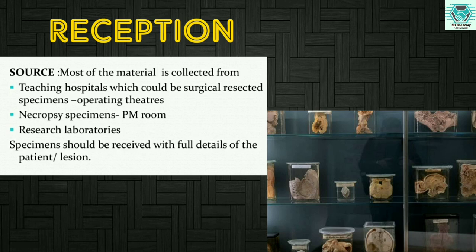Any specimen received in the museum should be recorded in a reception book. This number, which is given in the reception book, will stay with the specimen even after it is catalogued in its respective place. The reception book should contain all necessary information about the specimen, like clinical, gross, and microscopic findings. After the reception process, the preparation of the specimen will be started.